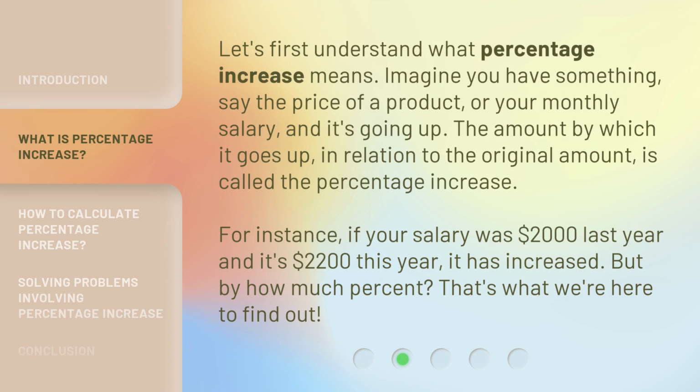Let's first understand what percentage increase means. Imagine you have something, say the price of a product, or your monthly salary, and it's going up. The amount by which it goes up, in relation to the original amount, is called the percentage increase. For instance, if your salary was $2,000 last year and it's $2,200 this year, it has increased. But by how much percent? That's what we're here to find out.